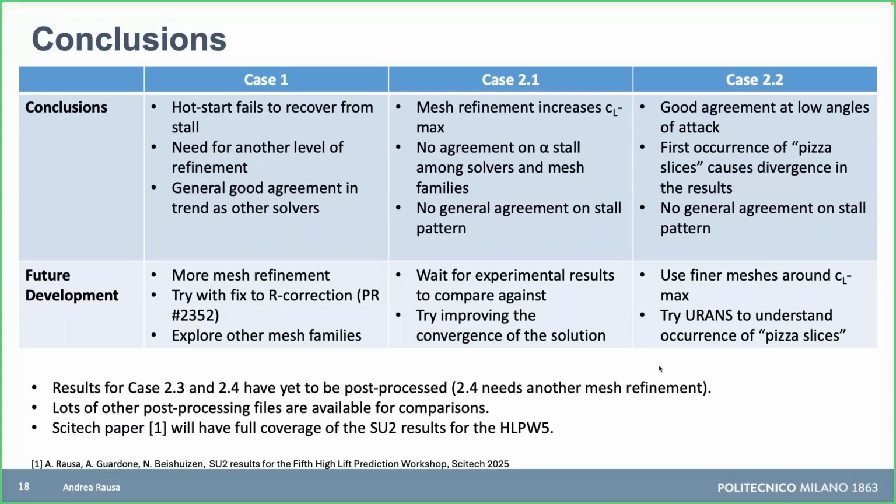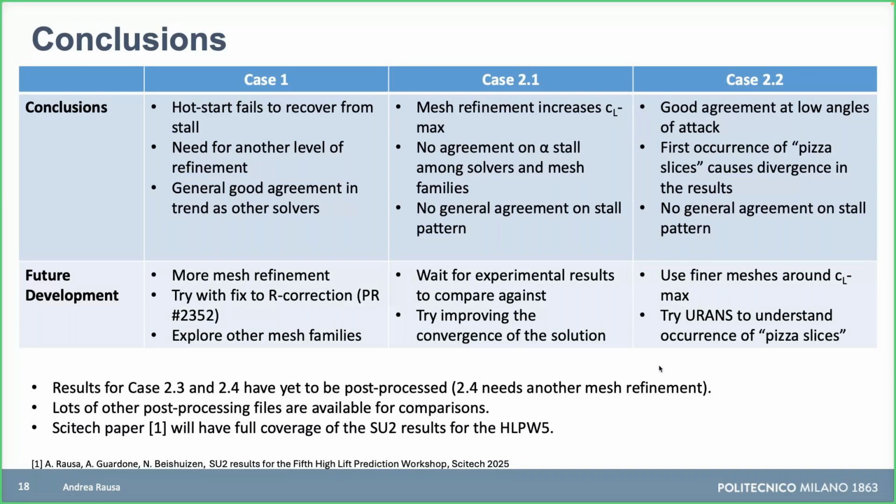So for the stall pattern, 2.2 is kind of the same. There is good agreement at low angles of attack, but the occurrence of pizza slices really degrades the solution and increases the divergence of solutions between the solvers, and there is no general agreement on the stall path.